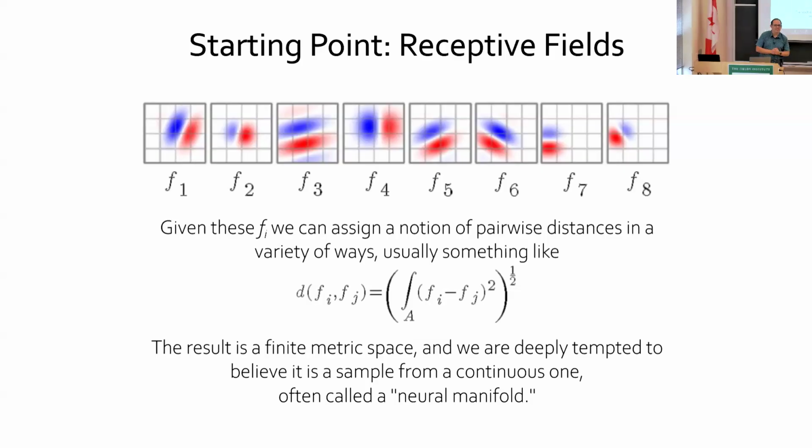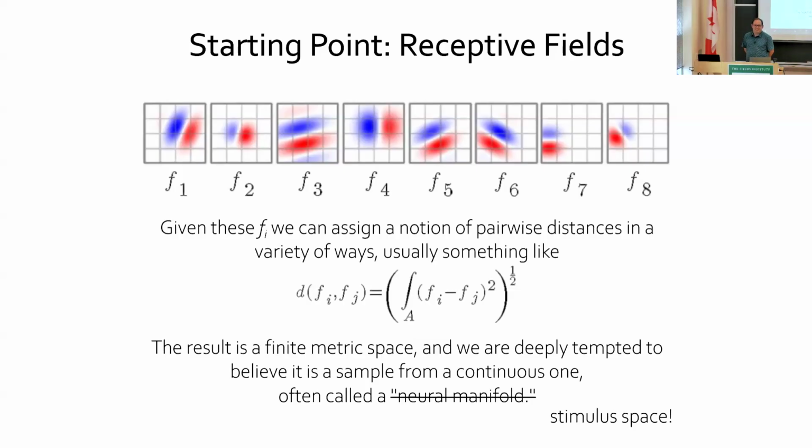It's a very tempting thing to do. And neuroscientists have dubbed these things neural manifolds. And I take mild issue with that name. I think I'm going to call them stimulus spaces today, but after we leave this room, we can go back to calling them neural manifolds.